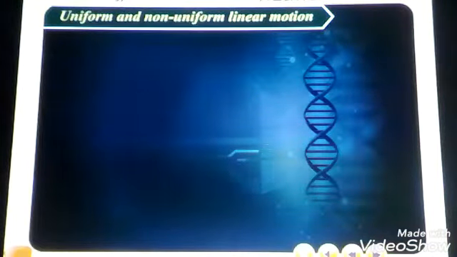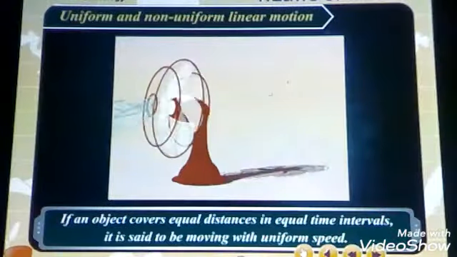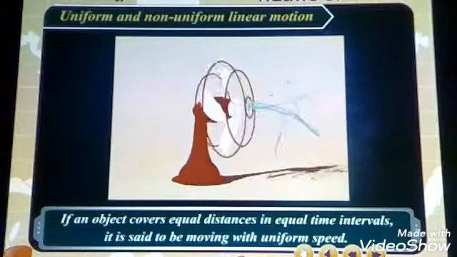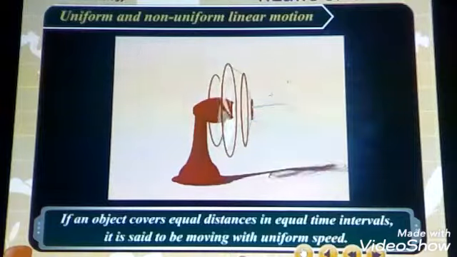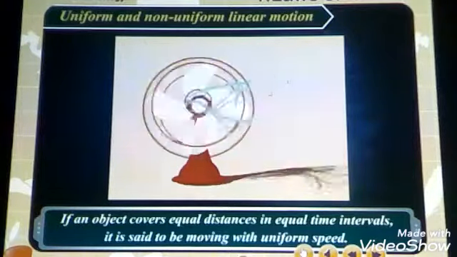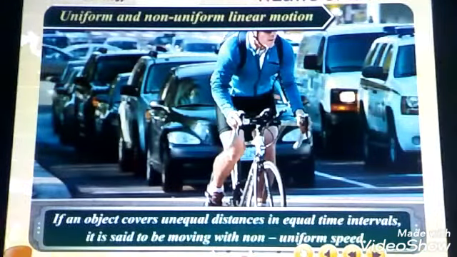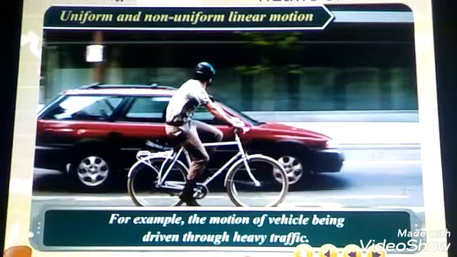Uniform and non-uniform linear motion. If an object covers equal distances in equal intervals of time, it is said to be moving with uniform speed. If an object covers unequal distances in equal time intervals, it is said to be moving with non-uniform speed. For example, the motion of a vehicle being driven through heavy traffic.